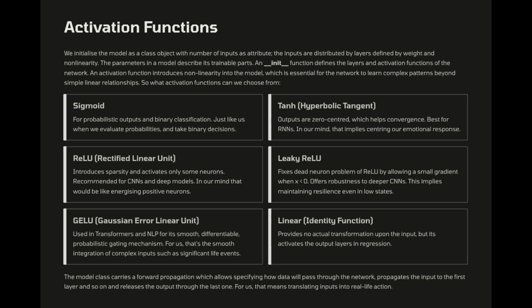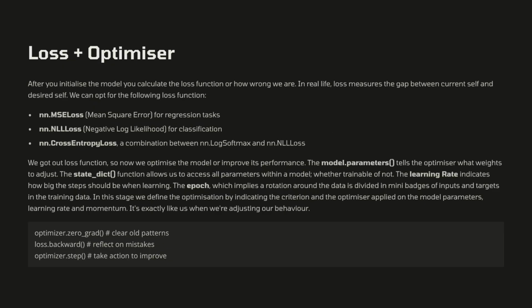The model class carries a forward propagation, which allows specifying how data will pass through the network, propagates the input to the first layer and so on, and releases the output through the last one. For us, that means translating inputs into real-life action. After you initialize the model, you calculate the loss function, or how wrong we are. In real life, loss measures the gap between current self and desired self.